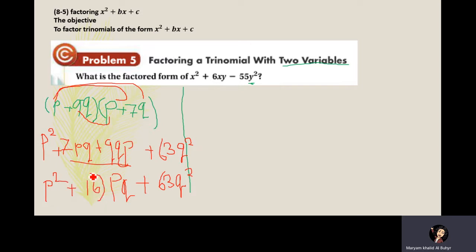You notice we are going to use exactly the same knowledge, which means think about two numbers. Once I add them, I will get the number that I have in the middle, and once I multiply them, I will get this number. If you notice, this 9 and this 7, once you multiply them, 9 times 7, you will get 63. But once you add them, you will get 16.